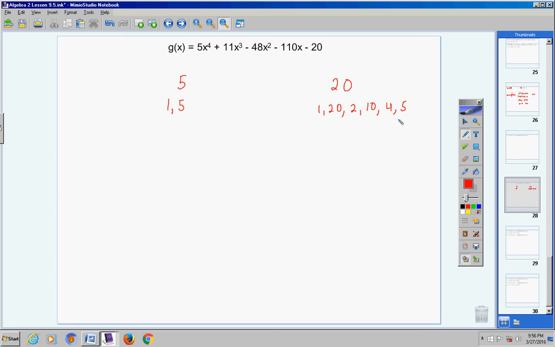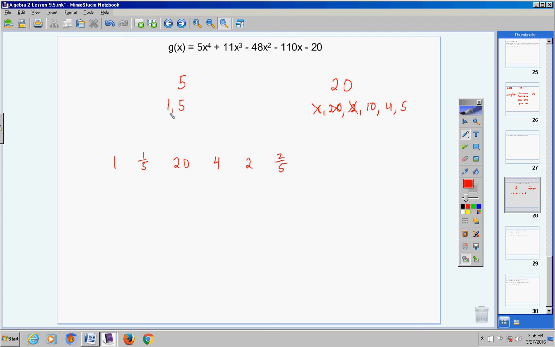That's it. Now take this 1 and put it over 1 and put it over 5. 1 over 1 is 1. 1 over 5 is 1/5. Okay, we're done with the 1. Put 20 over 1, that's 20. 20 over 5 is 4. It reduces to 4. So we're done with 20. Put 2 over 1, that's 2. Put 2 over 5, that's 2/5. We're done with 2.